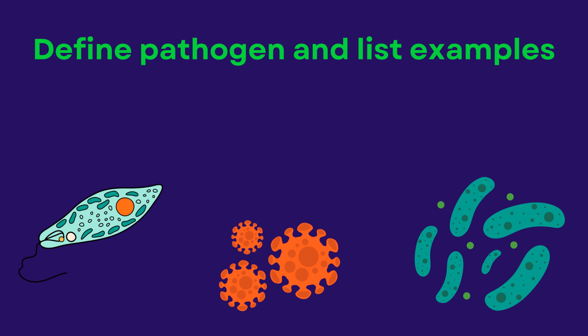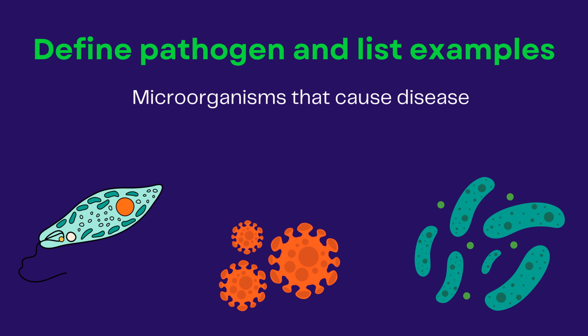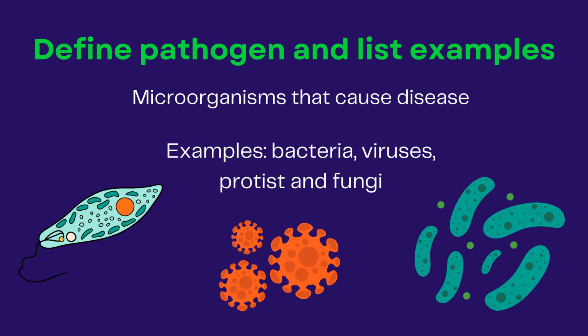So communicable diseases are caused by pathogens, but what are pathogens? And do we know examples? Right? So a pathogen is a microorganism that causes disease, and examples would be bacteria, viruses, protists, and fungi.